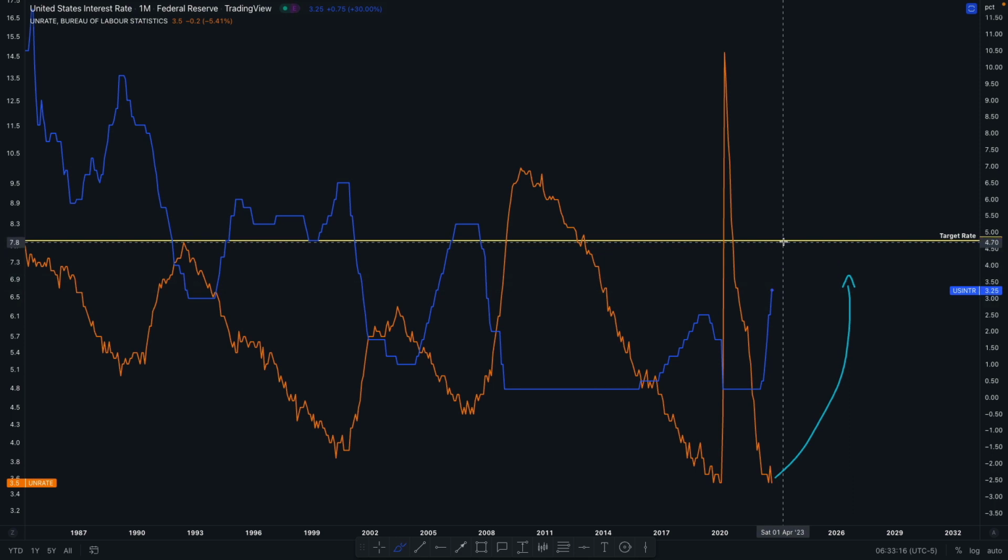What we can see is that by the springtime, right around here, April of 2023, we could possibly get unemployment rising into the early parts of 2024 or even later, honestly. So again, it is a lagging indicator, but it is also something to look into.